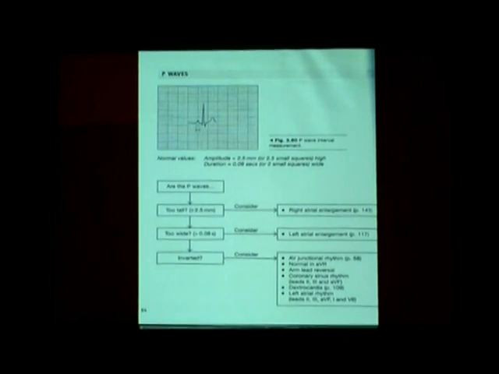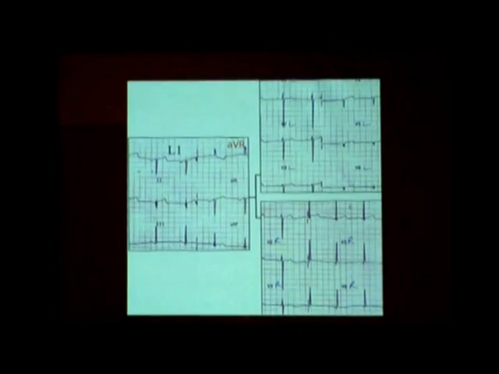So just see this 2.5. Remember 2.5 for the P wave. In addition to that, I want you to see whether the P wave is inverted in L1. I told you that in sinus rhythm, the P wave is upright in L1. So the first line we start with for sinus rhythm is P wave upright in L1. If the P wave is inverted in L1, it means two things.